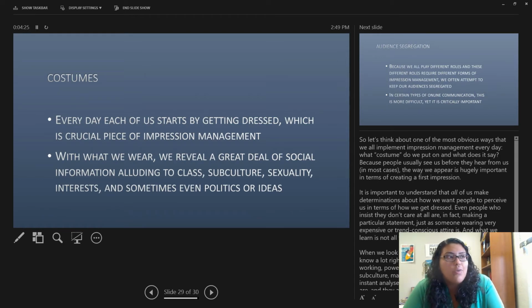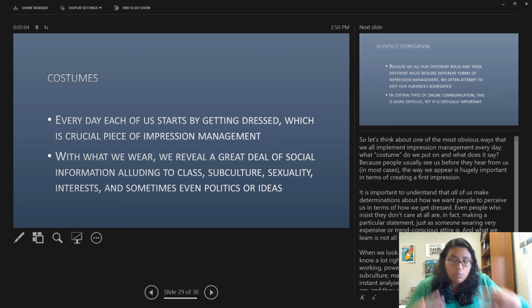Costumes. Every day we get started by getting dressed, for the most part, and that's a crucial part of impression management, in that how we dress says something about us, and we're going to dress in the best way possible. Furthermore, what we wear reveals a lot about us. It talks about what class we're in, what subculture we're associated with, maybe sexuality, interests, and politics or ideas. Right now we have the MAGA hat, which is an expression of politics.